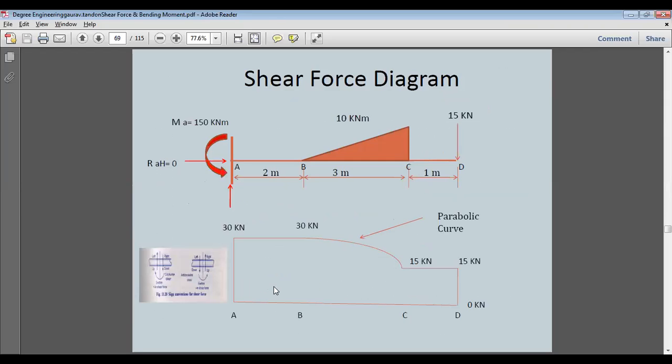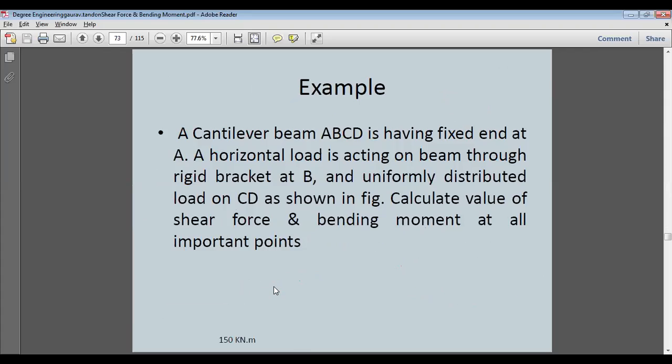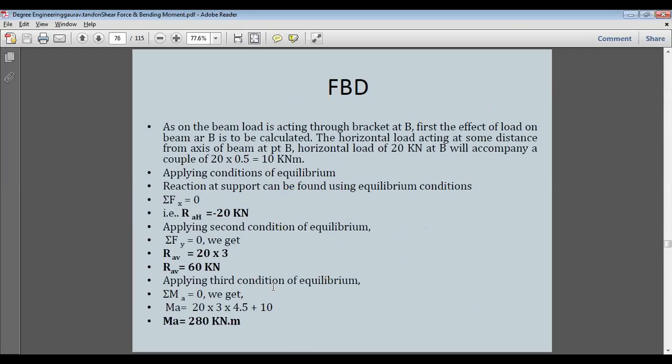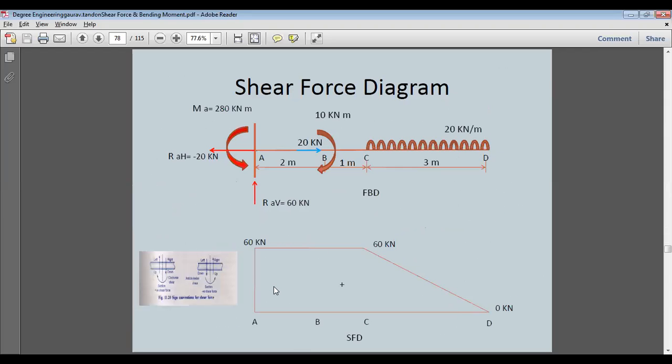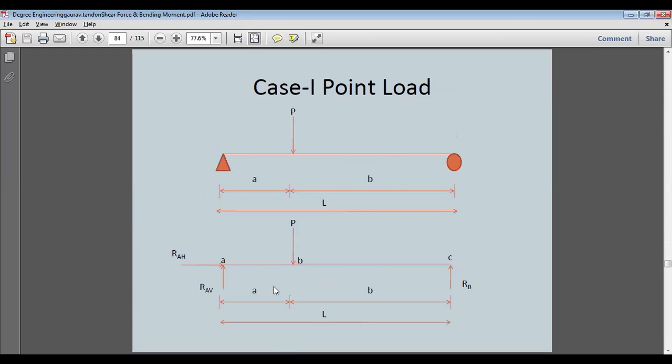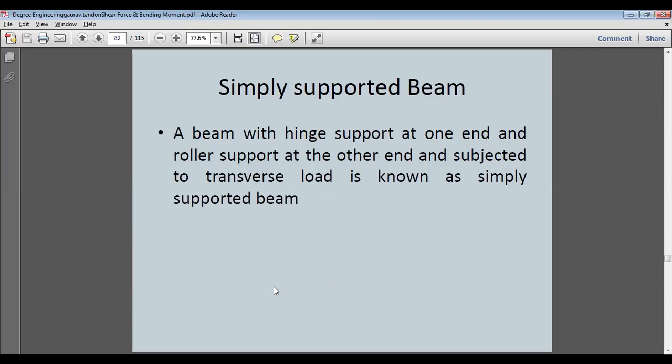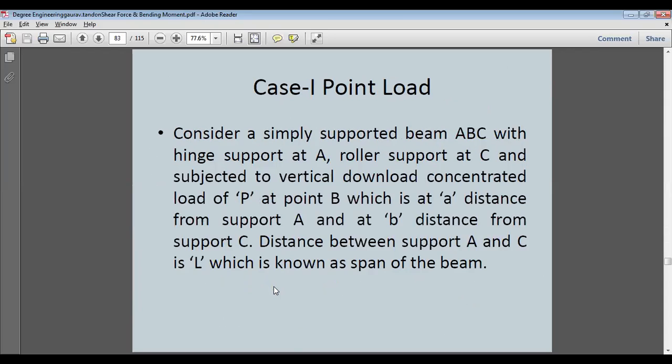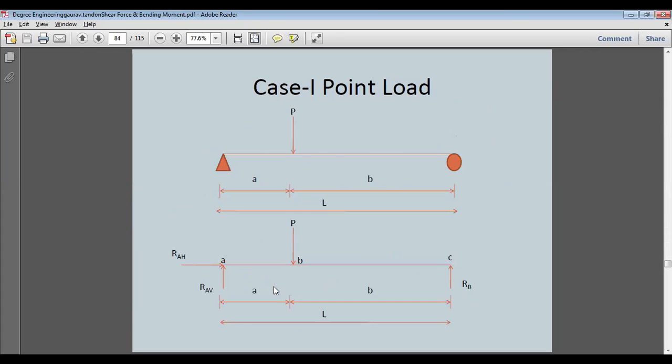Now, in the second section and the second example, we will take the bending moment diagram and shear force diagram of a simply supported beam. A simply supported beam is a beam which is supported on both ends. This is the simply supported beam, and the combination given is a point load. This is the point load that is acting.